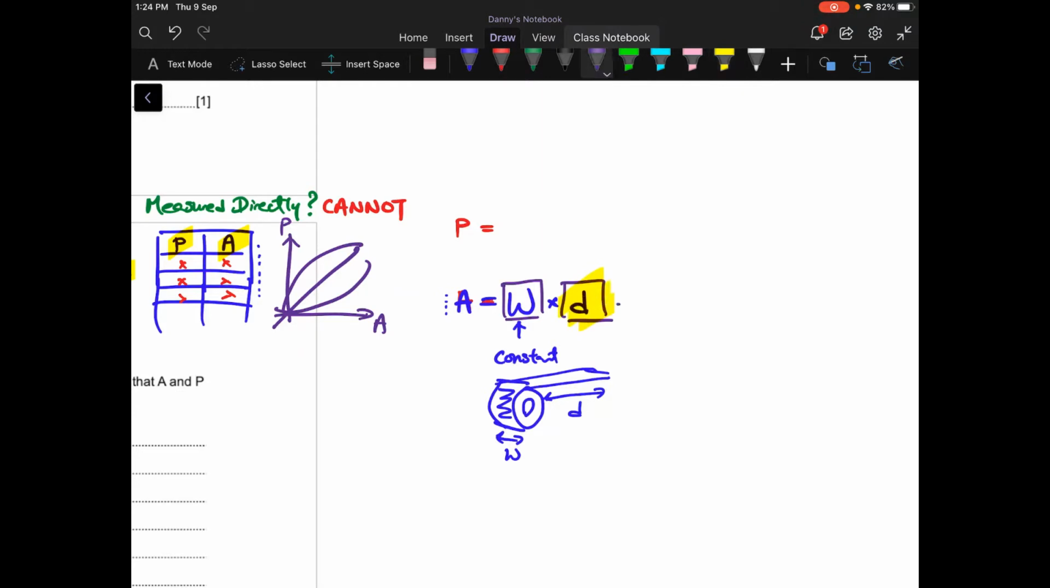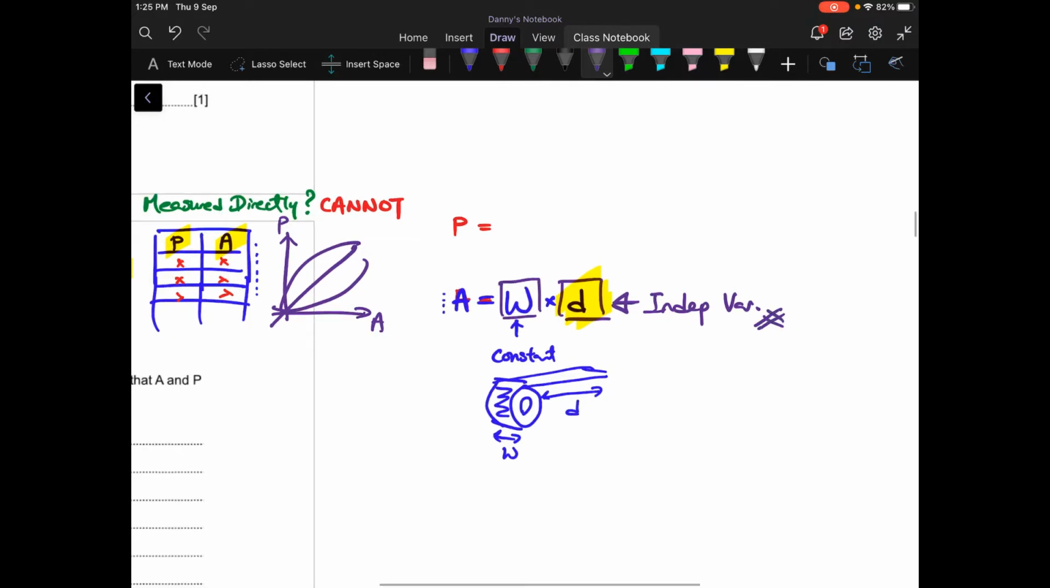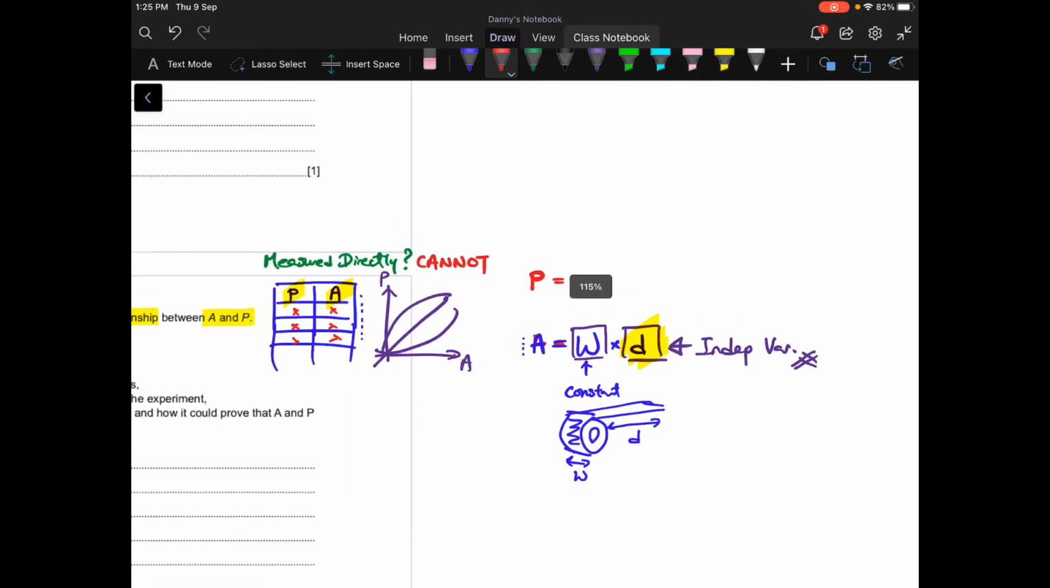Most likely, my sensing is that this D is going to be my independent variable because it is easy for me to pull out 3 cm, pull out 4 cm, pull out 5 cm. It is very straightforward for me. So now I've settled in my mind that this guy is my independent variable. The next thing that I need to deal with is, how am I going to obtain P? I don't have a power meter, so what to do?